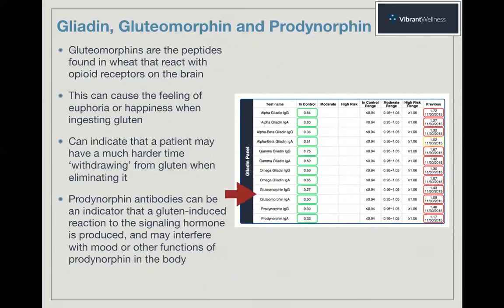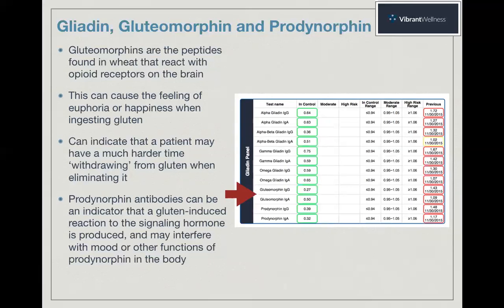Gluteomorphins are the peptides found in wheat that react with opioid receptors on the brain. Individuals with antibodies to gluteomorphins may experience more of a high or euphoria when consuming gluten-containing foods, and they may also experience a tougher time eliminating this food from their diet, or what might be called withdrawal from gluten, due to this heightened psychological response to gluten.